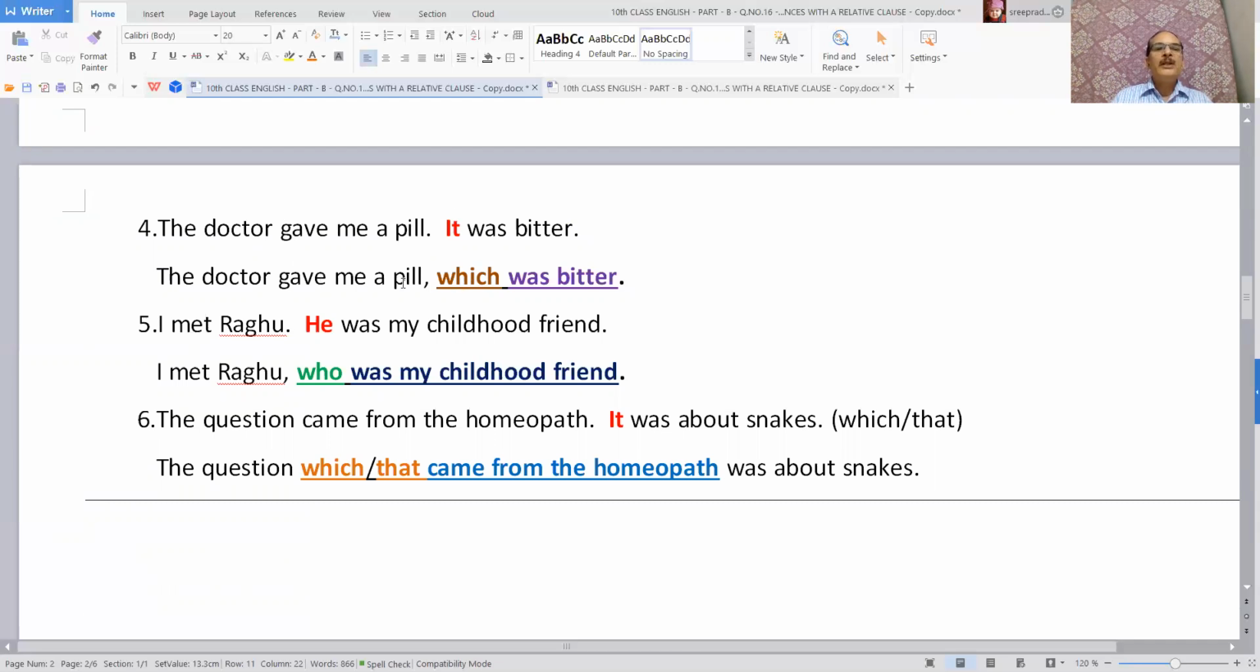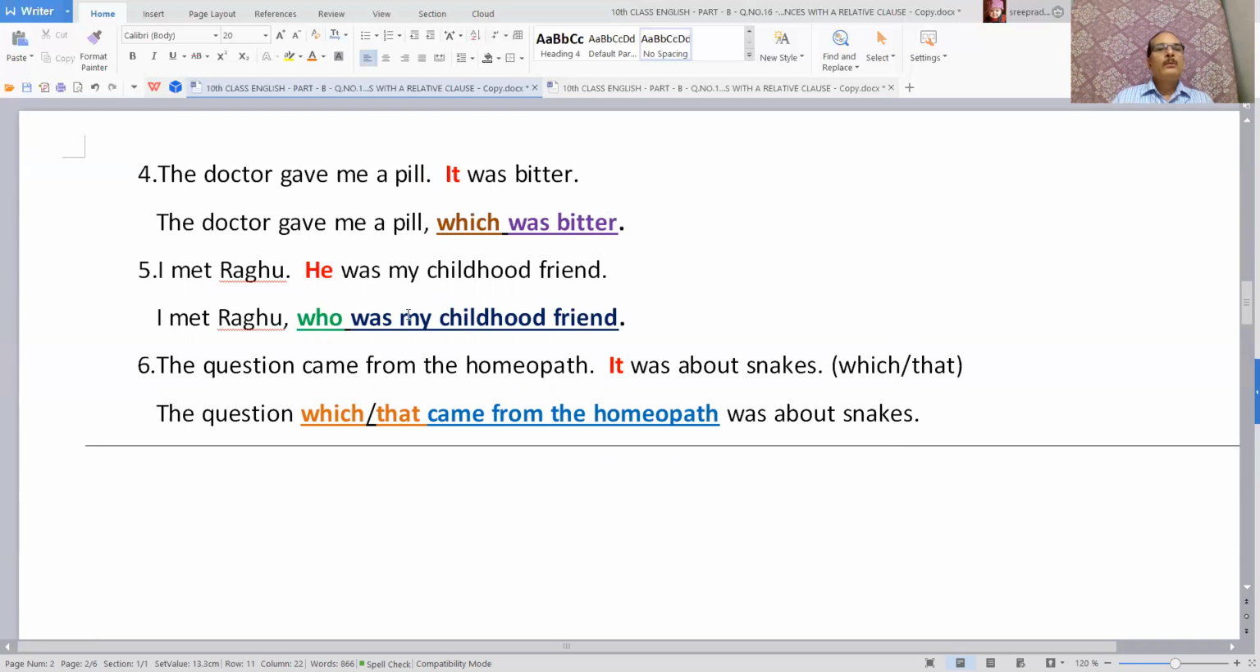So the doctor gave me a pill. This is an independent sentence. Put a comma here, and in place of "it" use "which was better." This subordinate clause is a non-defining relative clause, and it adds extra information about the doctor gave me a pill, this main clause.